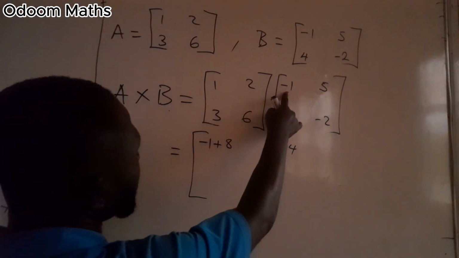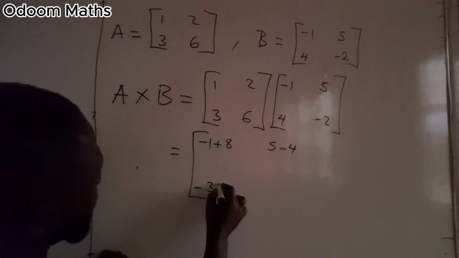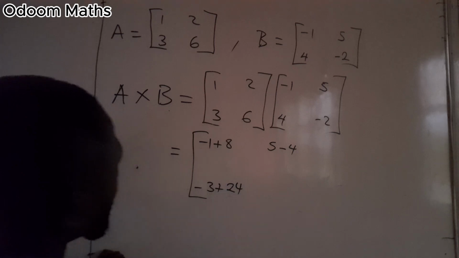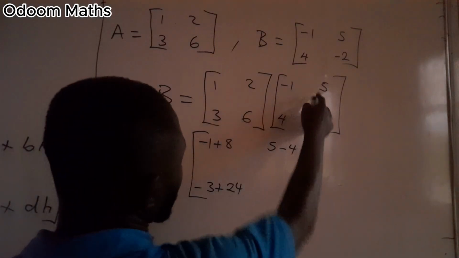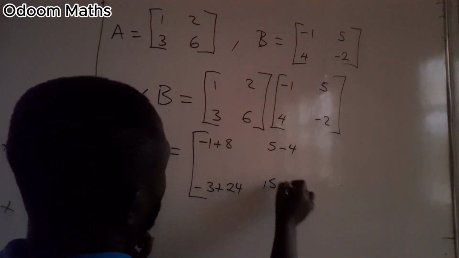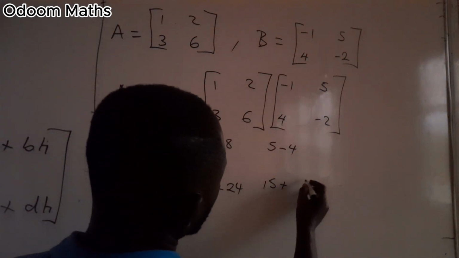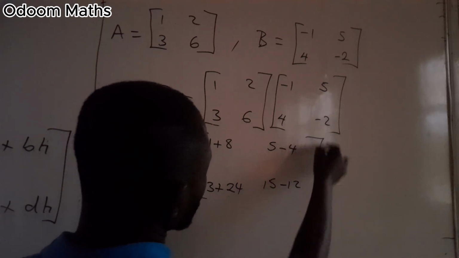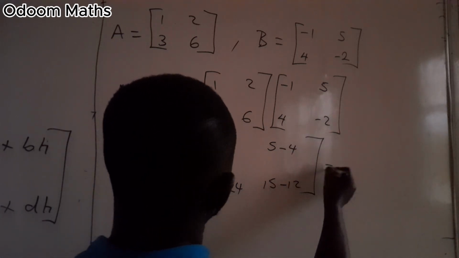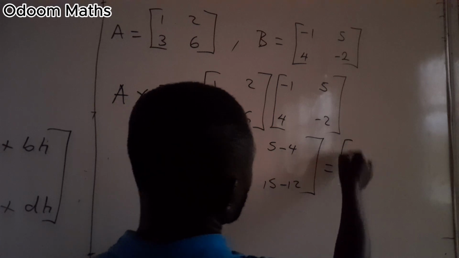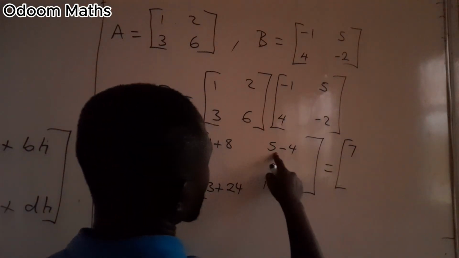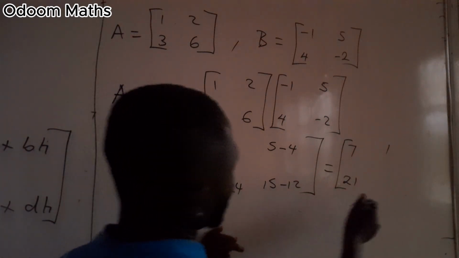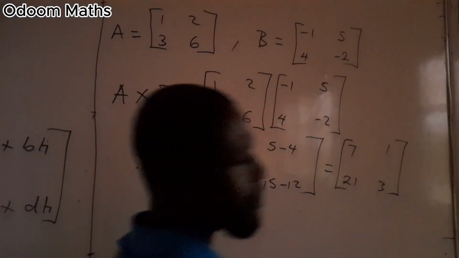Then 3 times -1, -3, plus 6 times 4, which is 24. Then 3 times 5, 15, plus 6 times -2, that is -12. So in effect, the answer is going to be 7, then 1, then 21, and then 3.